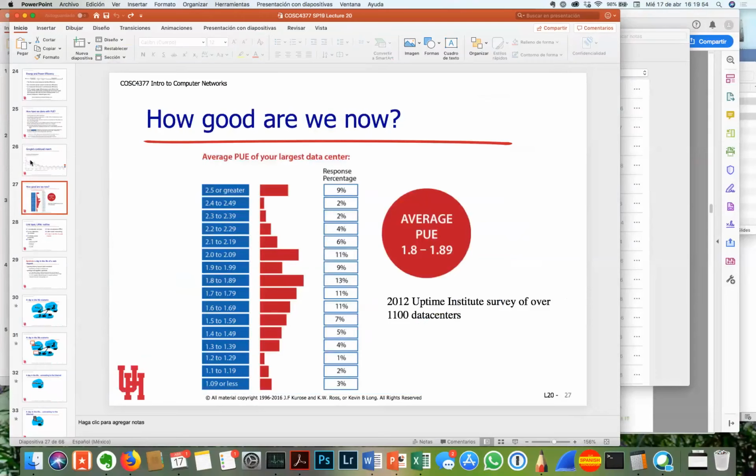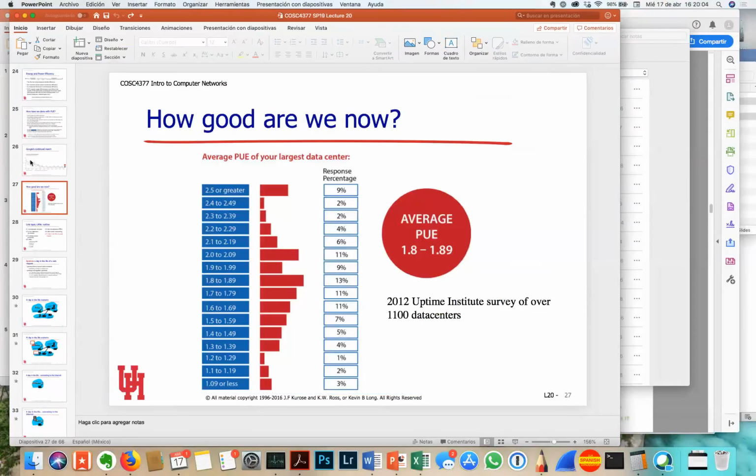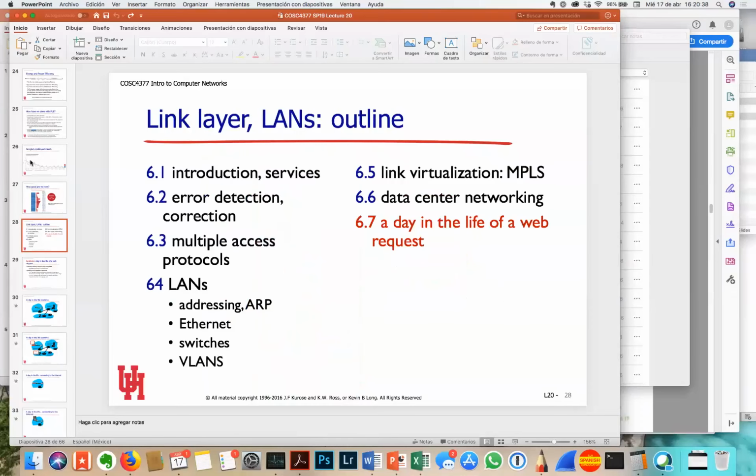So how good are we now? When the Uptime Institute looked at over 1,000 data centers, most were in the 1.6 to 2.0, 2.1 range. I will tell you, unless you walk into Google, Facebook, Amazon, Microsoft, or someone equally IT-centric and large, you are very likely to walk into a data center whose PUE is terrible. And so anything you do networking-wise to concentrate and re-architect the way they core up their gear is going to affect the PUE positively.